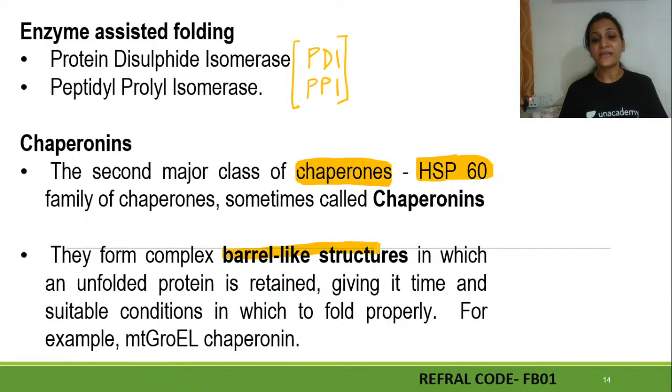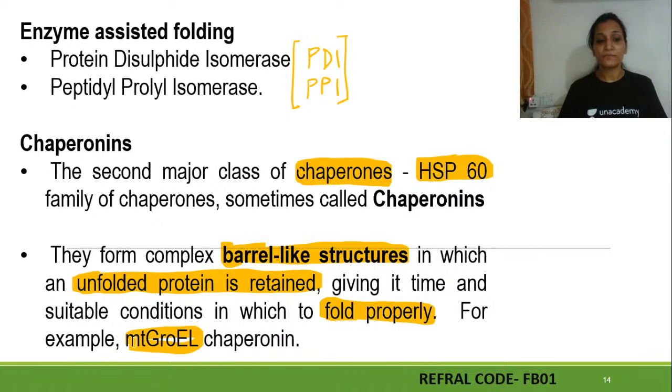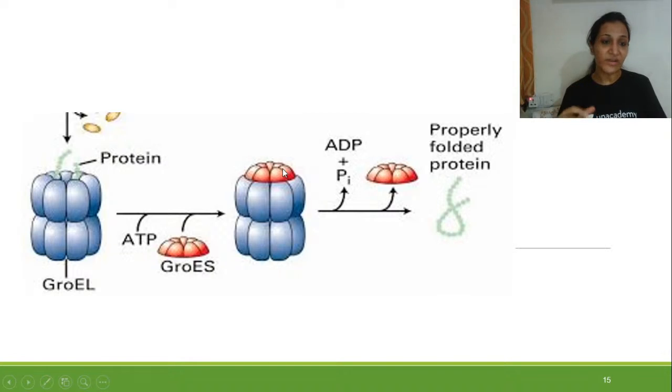Their structure is barrel-like, or a drum-like structure in which unfolded protein is retained. The unfolded protein will just go inside this drum, and after some time it will be given all the suitable conditions, and now it will change into a properly folded protein, right? One example of the chaperonins is GroEL chaperonin, right? In the next slide, we'll see how this chaperonin actually works.